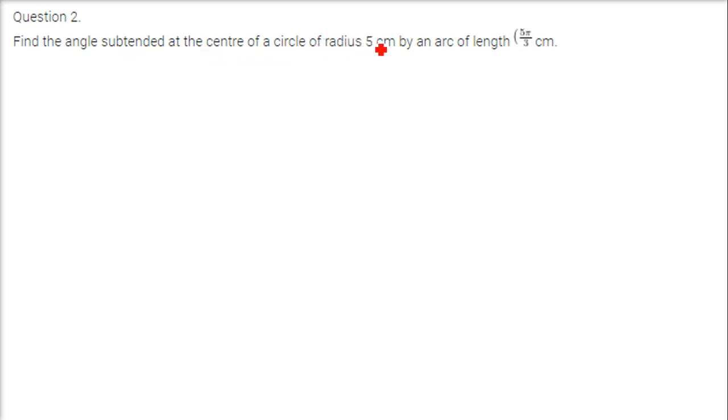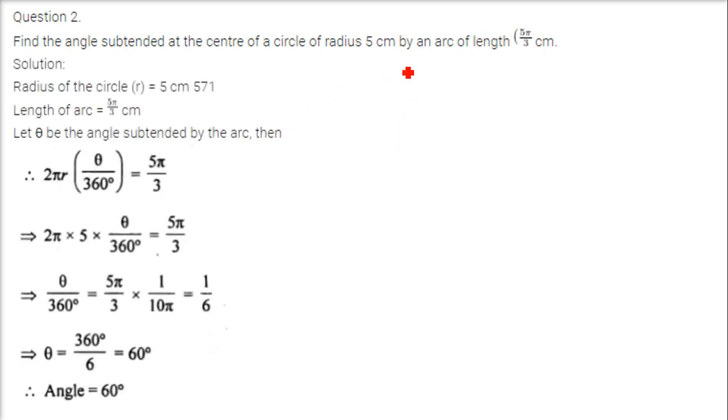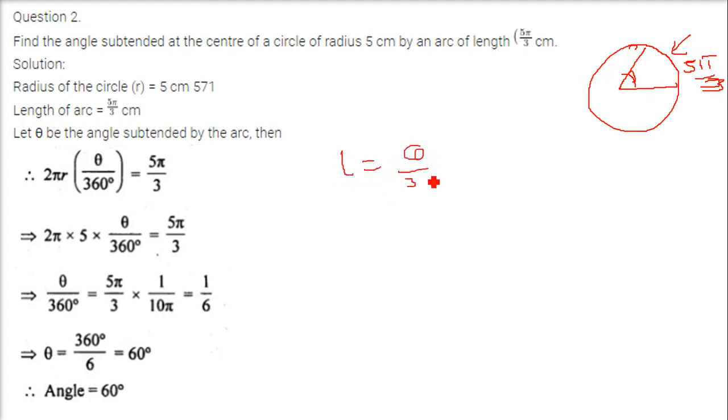Find the angle subtended at the center of the circle of radius 5 centimeters by an arc of length this much. So now the circle, the arc length is given. This one is given, this is 5 pi by 3. We have to find the angle here. So we'll use the same formula, that is, length of the arc will be equal to theta by 360 into 2 pi r. This length is given, which is 5 pi by 3.